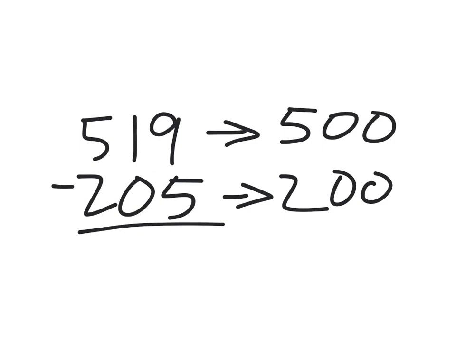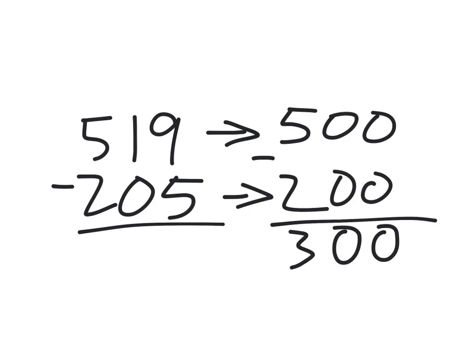Now what kind of math are we doing? Minus or subtraction. And 500 minus 200 is? 300. So our answer should be really, really close to our estimate of 300.